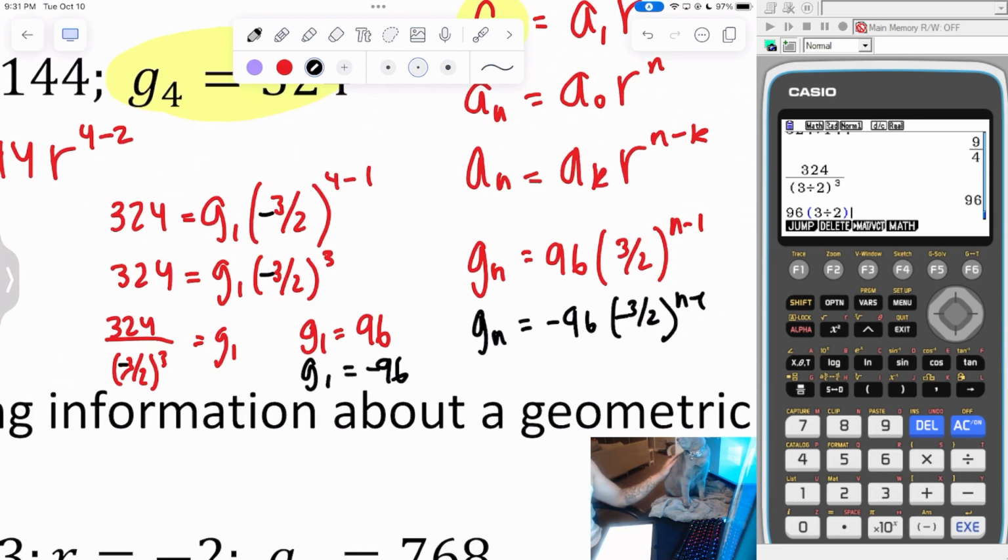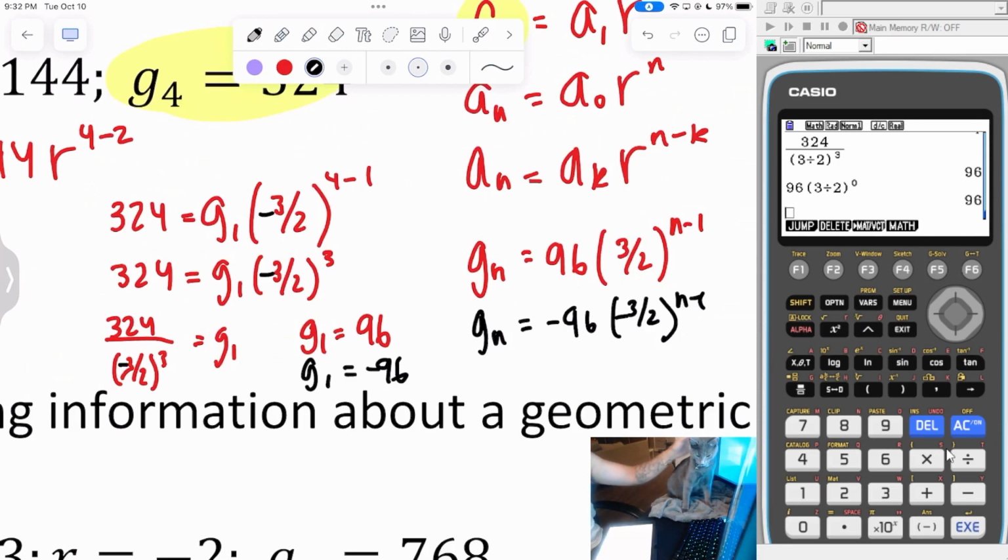Oh yeah, 3 halves to the power of 1 minus 1. I'm plugging in 1 for n to find the first term. So if I plug in 1 here, 1 minus 1 is 0, so I'll just raise this to the power of 0 in my calculator. This should give me the first term, and it does. It gives me 96.